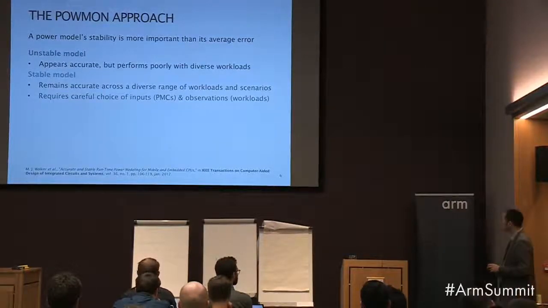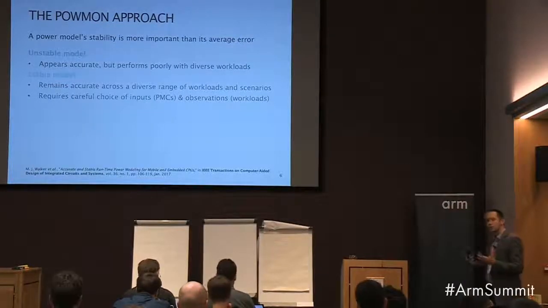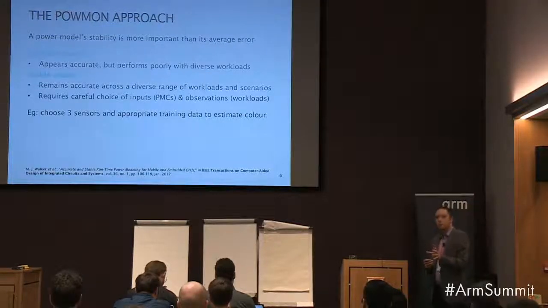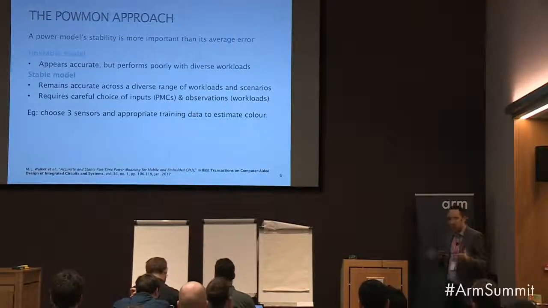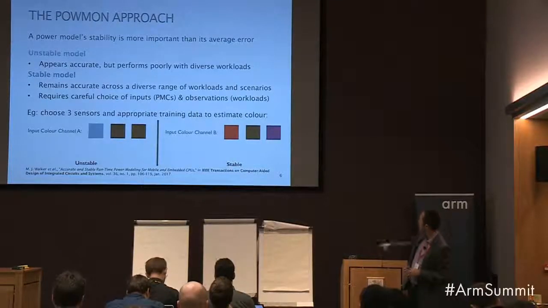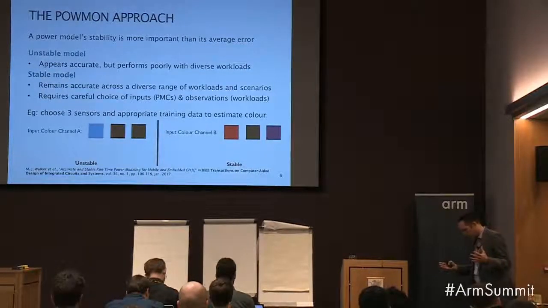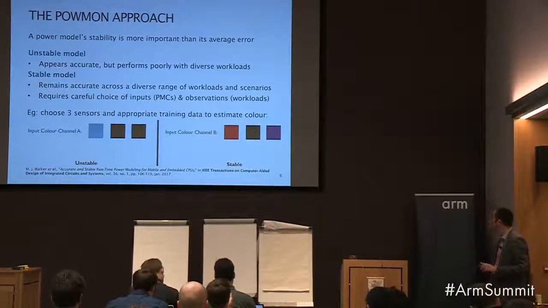Now, to do this requires both a careful choice of inputs, so the performance counters, the statistics that we're using, and then also the observations and the training workloads that we use. A nice example of this is if you were trying to build an image sensor and you had to pick 3 inputs that you could use, and then from that, pick a data set to train and test your image sensor with. You could choose these 3 colors on the left-hand side, but they aren't particularly representative of the data set that you're going to be trying to capture. For a more stable model, RGB sensors would be more appropriate in this case.